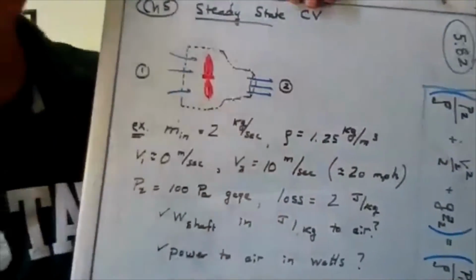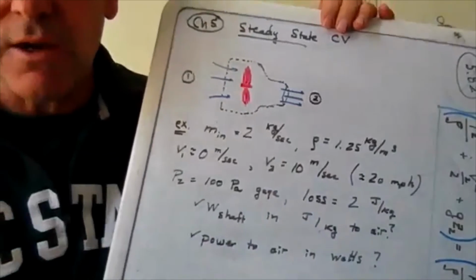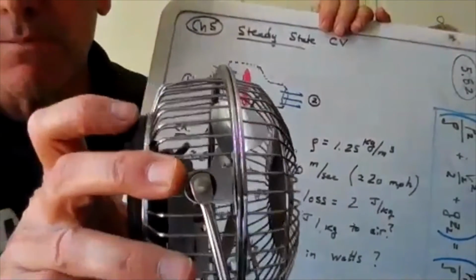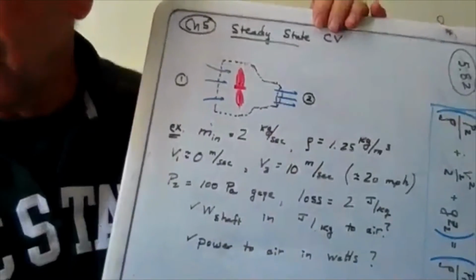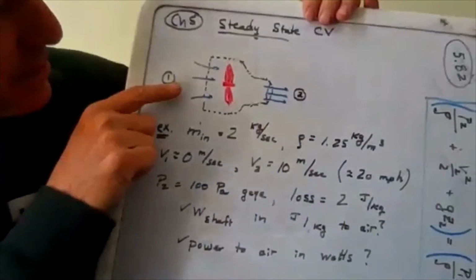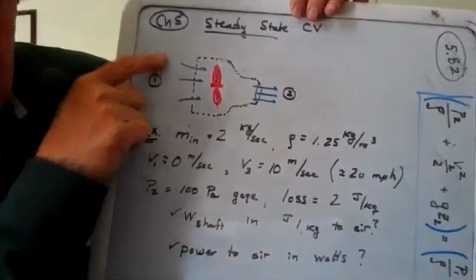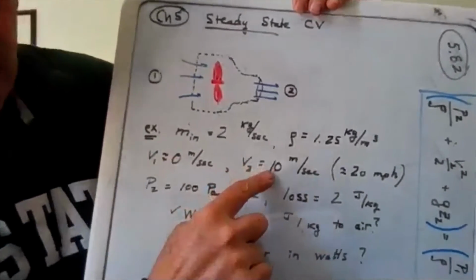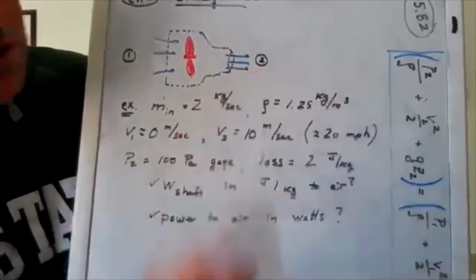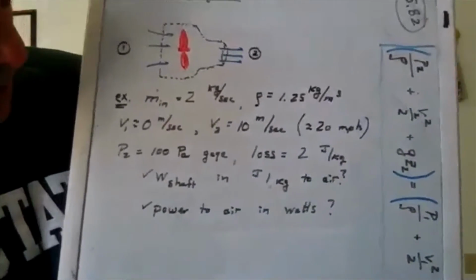Okay, we're going to assume that the fan is kind of like this fan over here, where it actually pulls still air to the inlet of it. So V1, this air over here, is basically going to be virtually zero speed. And that's a common assumption. It's going to come out pretty fast, 10 meters per second, so that's about 20 miles per hour, okay?